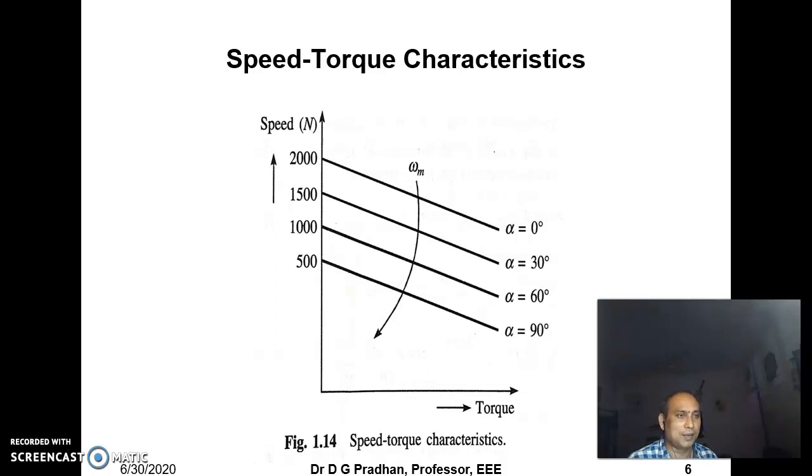The same analysis can be applied to the single phase fully controlled converter, DC separately excited motor. We will discuss that in the next class.